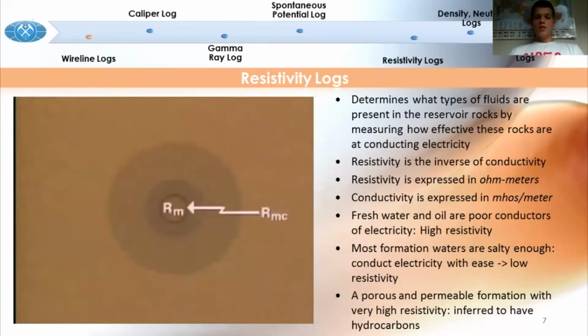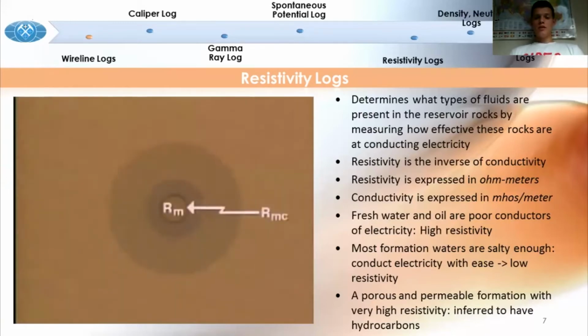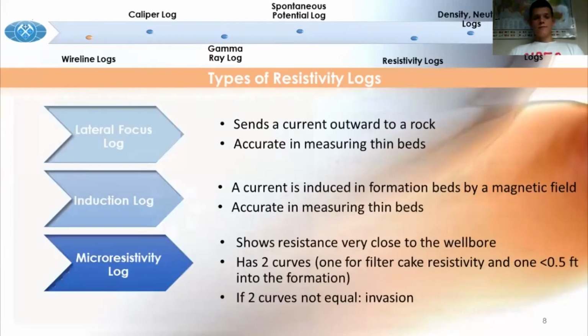Fresh water and oil are poor conductors of electricity, with high resistivity. Most formation waters are salty enough to conduct electricity easily, with low resistivity. A porous and permeable formation with very high resistivity is inferred to have hydrocarbons.